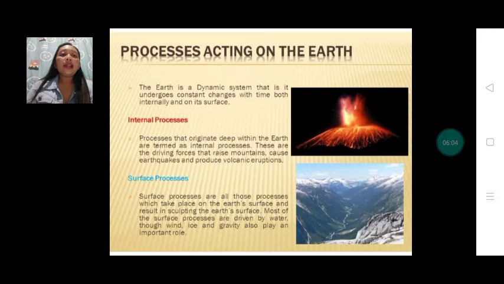So then, the next one is surface processes. Surface processes are all those processes which take place on the Earth's surface and result in the sculpting of the Earth's surface.